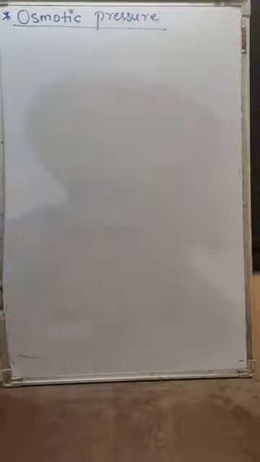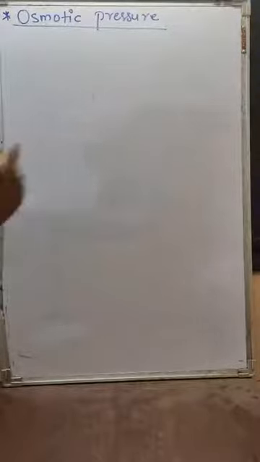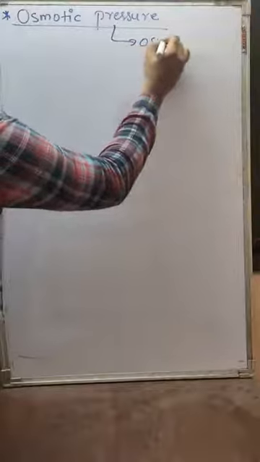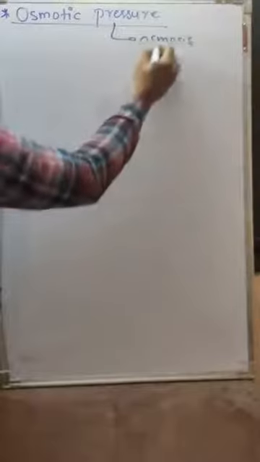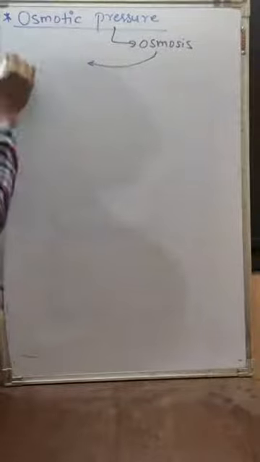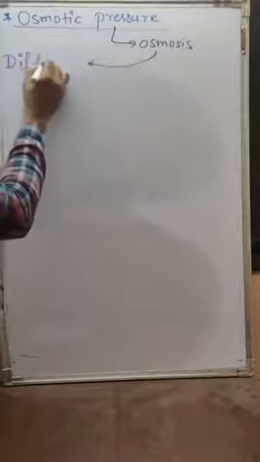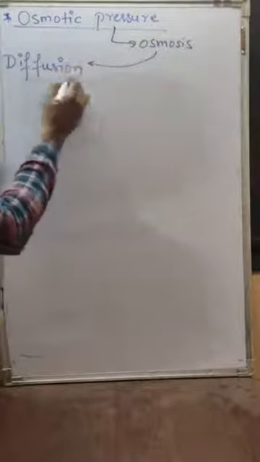Hi students, so we are discussing the chapter solutions and colligative properties. In the last lecture we discussed the third colligative property, that was depression in freezing point. Now in today's lecture we will discuss the last colligative property, that is osmotic pressure. Before going to osmotic pressure, first we should know what is meant by osmosis, and in order to study osmosis we should know what is meant by diffusion.